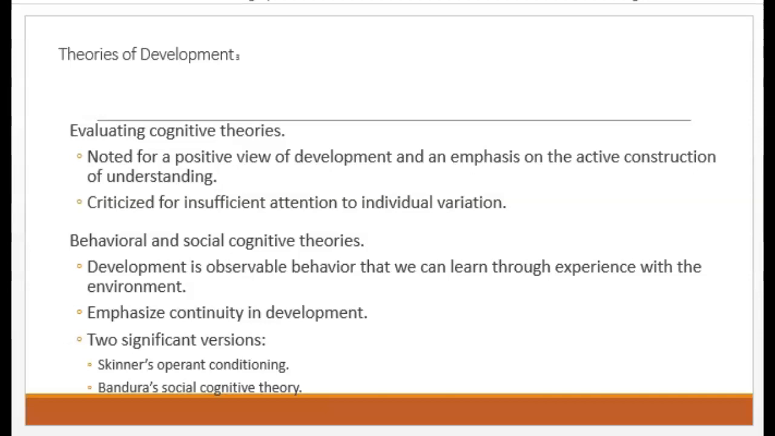Behavioral and social cognitive theories grew out of the belief that development is observable behavior that we can learn through experience with the environment. These theories emphasize continuity in development, not stages. The 2 main versions of behaviorism are Skinner's operant conditioning theory and Bandura's social cognitive theory.